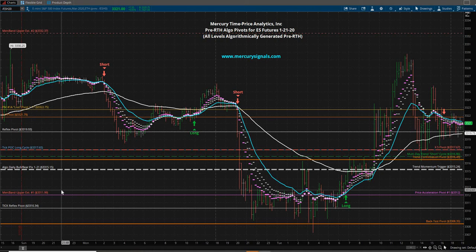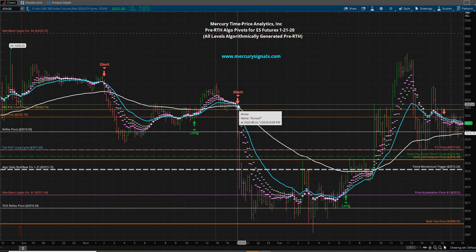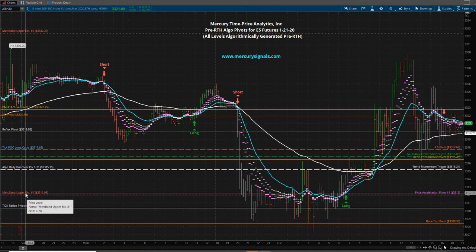When we run this algo, these Mercury bands apply all throughout Globex that evening and all throughout the day session the next day. Well, notice that upper extension number 1 is not up here above where ES traded today. It's down here at 33.11. Last night, upper extension number 1 was at 33.23. And so a couple hours into Globex, around 8 o'clock Eastern time, you had this move where it broke last night's Mercury band upper extension number 1, which was up here at 33.23, and you had this action.